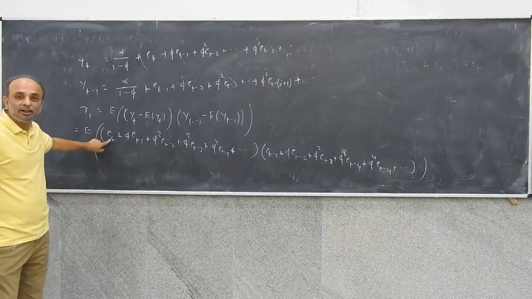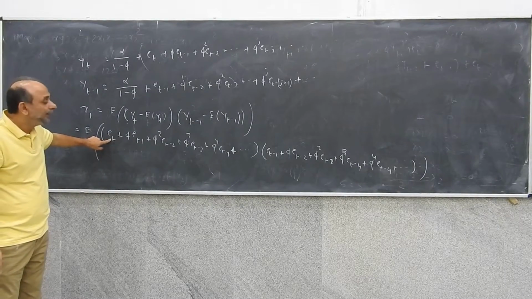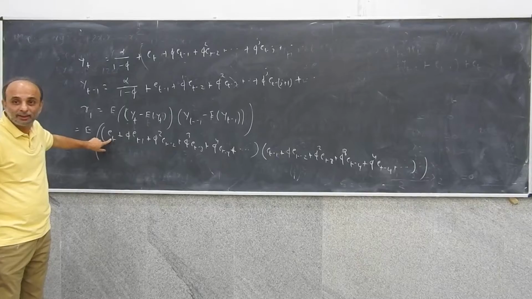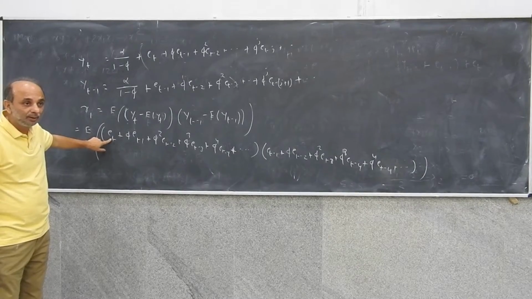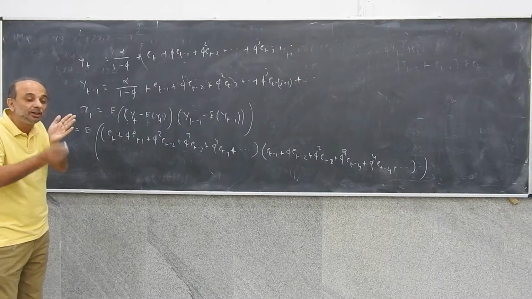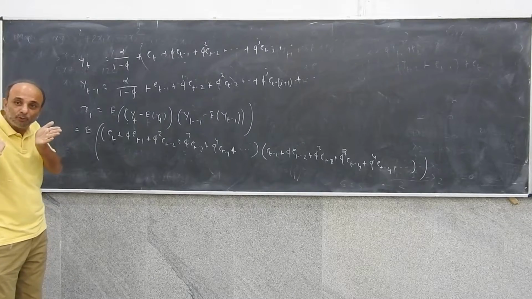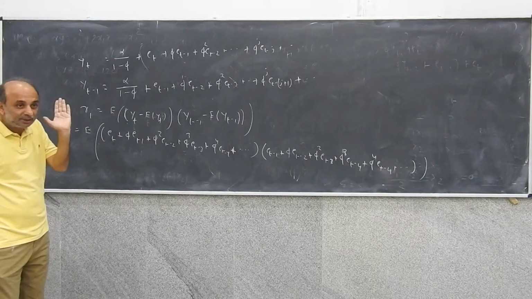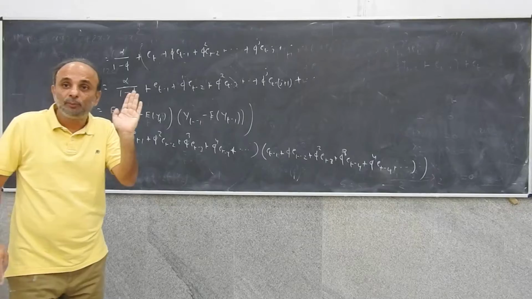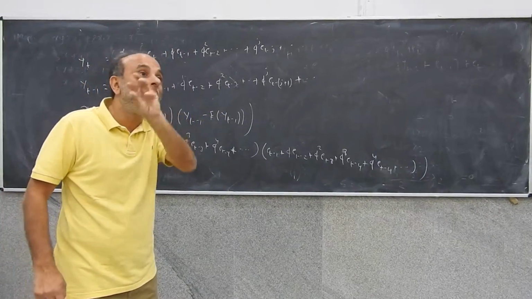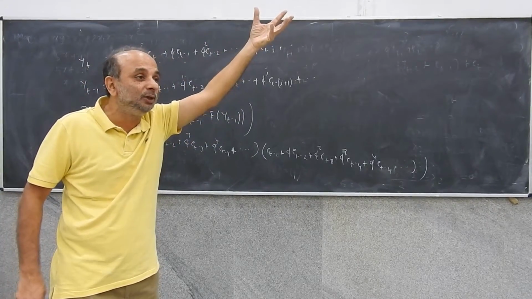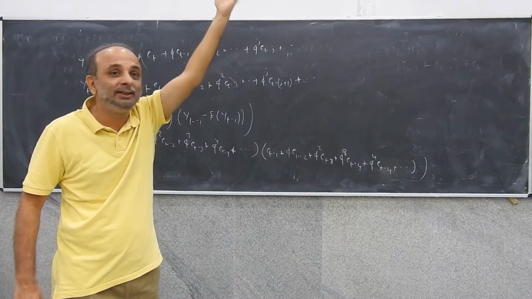First, I'll multiply all terms with et: et minus 1, et minus 2, et minus 3, et minus 4, etc. So all those terms will be cross terms, et into et minus 1, et into et minus 2. The expectation of all those terms will be 0, because all those are covariances of et with its past values.